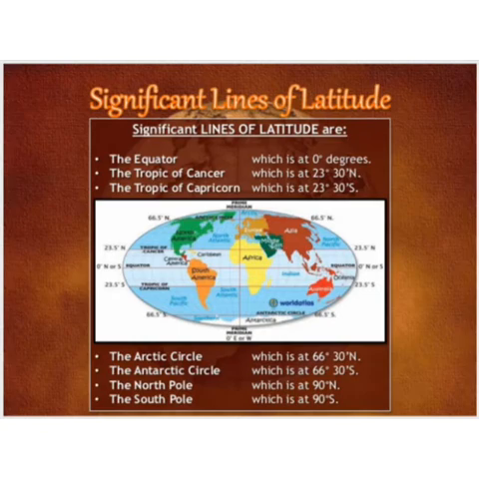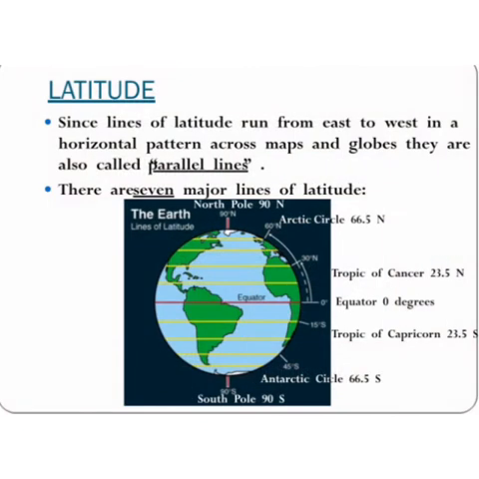They are 0 degrees latitude, which is called the equator. 23.5 degrees north latitude is known as the Tropic of Cancer. 23.5 degrees south latitude is called the Tropic of Capricorn. 66.5 degrees north is called the Arctic Circle. 66.5 degrees south latitude is called the Antarctic Circle. 90 degrees north and 90 degrees south are just endpoints.